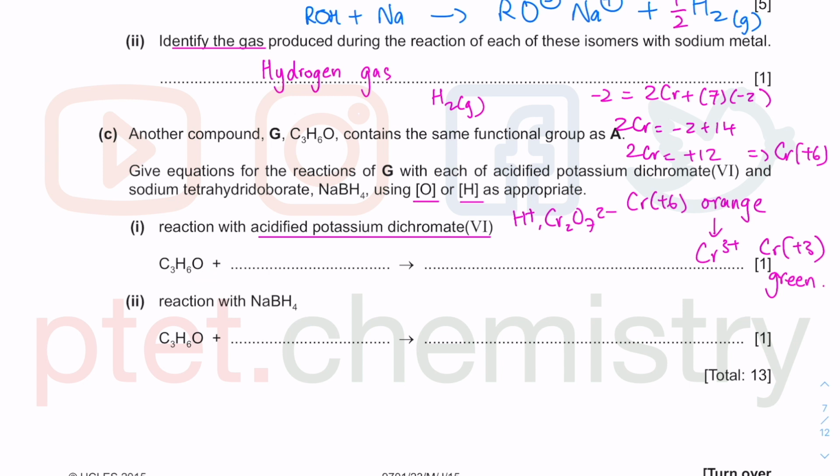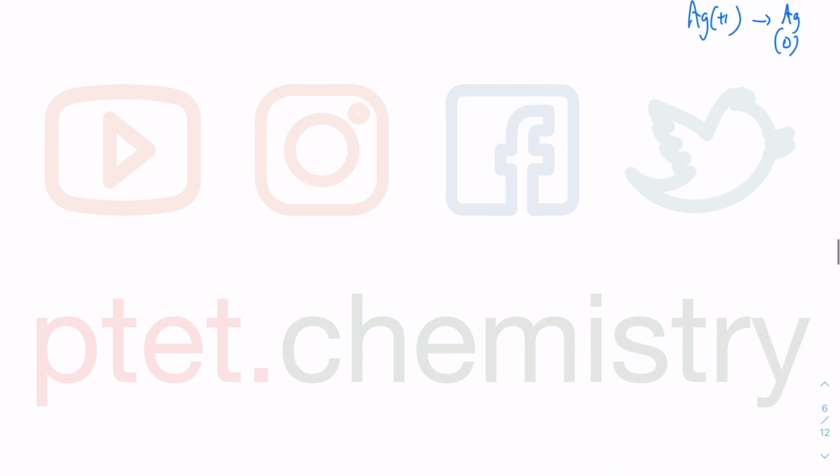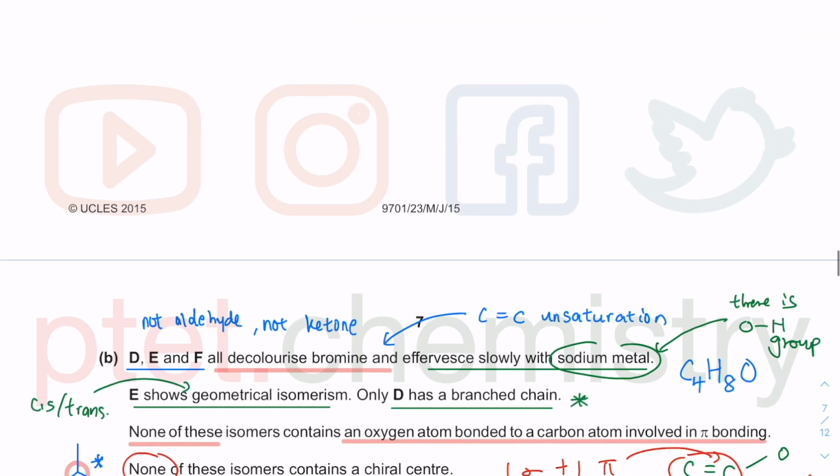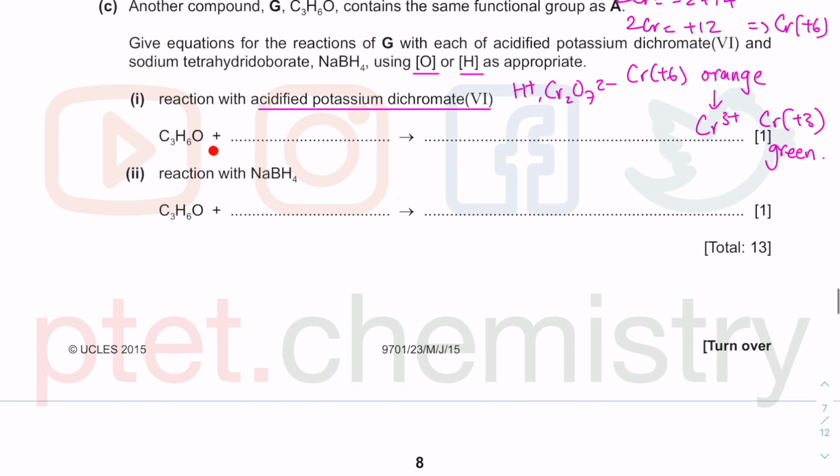Or is it alcohol? It's not alcohol actually. It says contain the same functional group as A. Contain the same functional group as A. What was A just now? A is aldehyde. So aldehyde can be oxidized to carboxylic acid. Aldehyde can be oxidized to carboxylic acid.